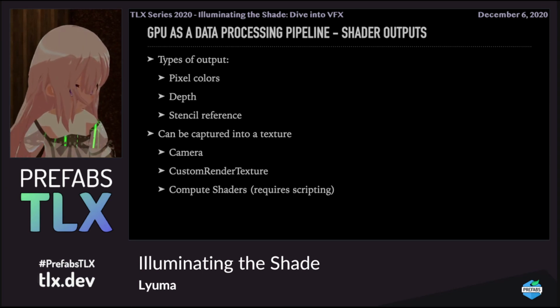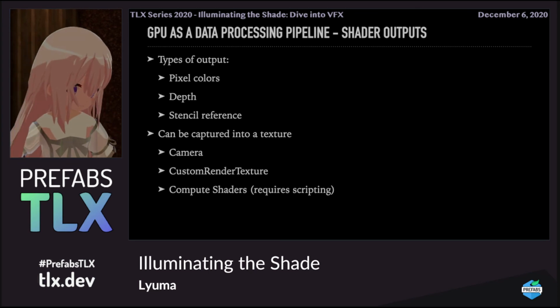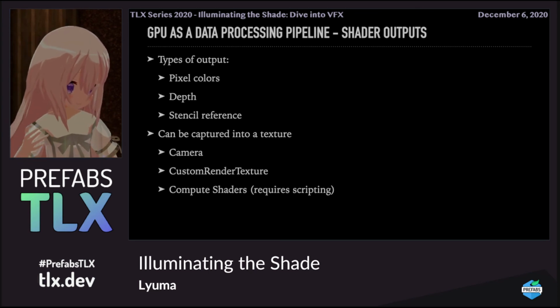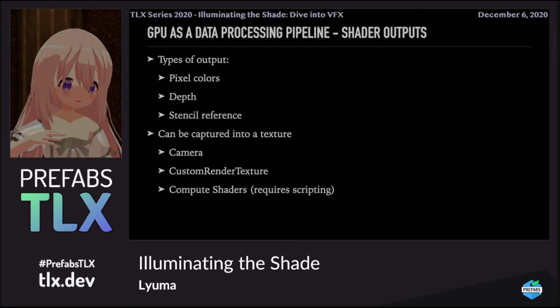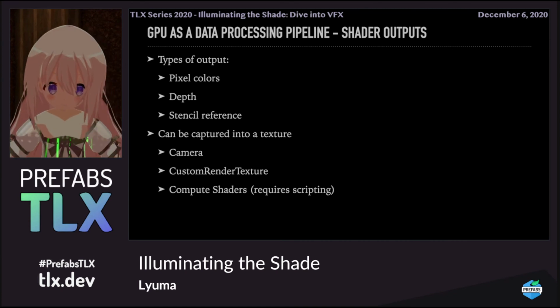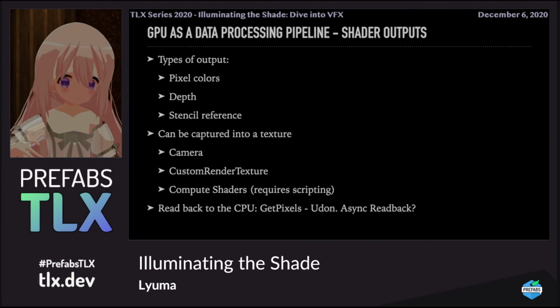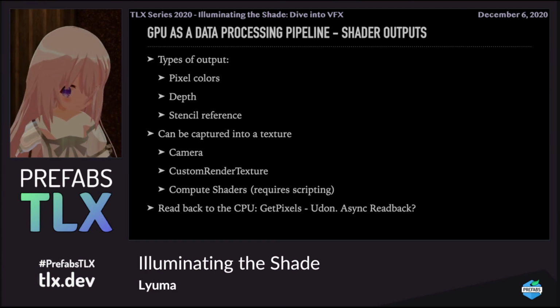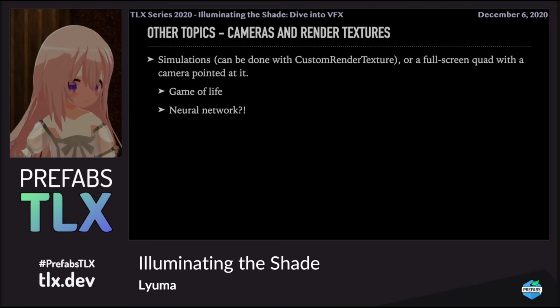If you want to actually use shaders to compute stuff, you can use cameras, custom render textures, and, like I mentioned, compute shaders. Those are all ways that you can capture the result of a shader instead of just displaying something on the screen. And then, of course, you can take that data back to the CPU using something like get pixels in Udon or any other sort of async readback. So cameras and render textures, they're cool.